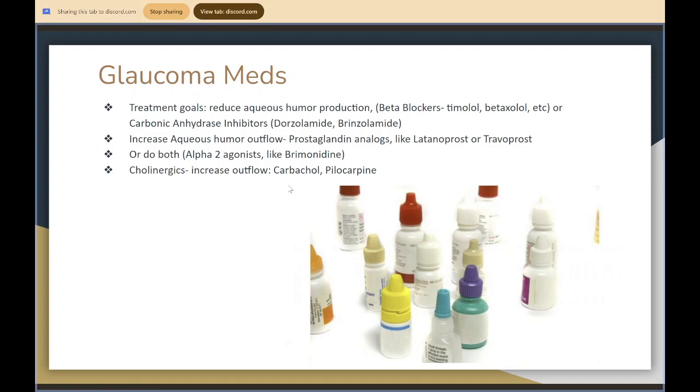And we can also increase outflow or drainage of the aqueous humor, and that's going to be through prostaglandin analogs like latanoprost or travoprost. Alpha 2 agonists can do both, and brimonidine is the most common brand. Another class, cholinergics, these can increase outflow, carbachol and pilocarpine. These are used less and less unless there are caution or contraindications for the other classes like beta blockers and carbonic anhydrase inhibitors.